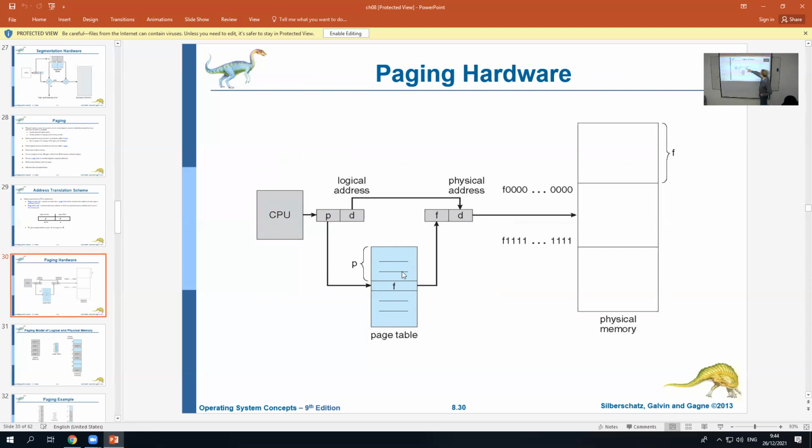F. Why is it called F? Because it's called a frame. When it's in physical memory, it's called a frame. When it's in conceptual memory and logical memory, it's called a page. So these are 3 frames of memory. So we've taken our memory, this is all our memory, and we've said that there's actually 3 pages or 3 frames.